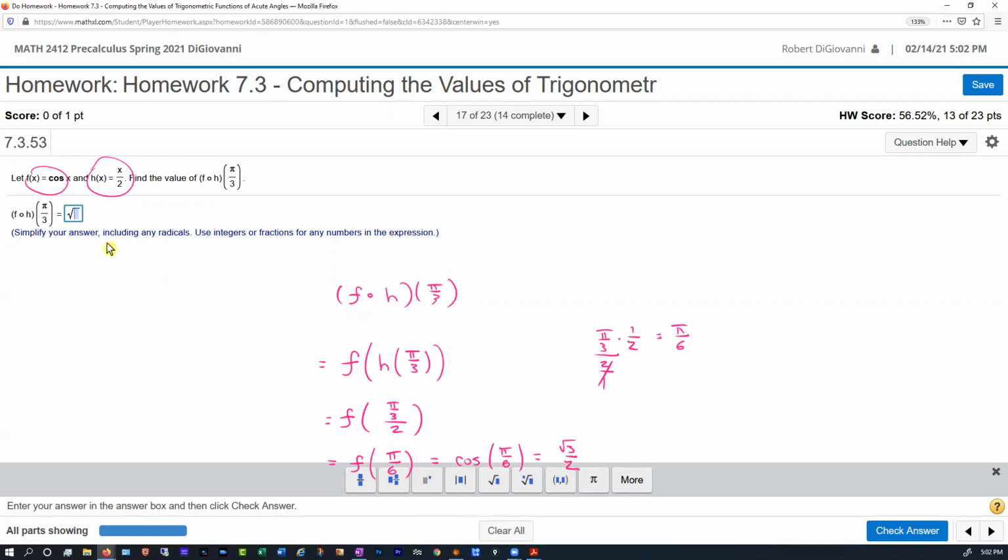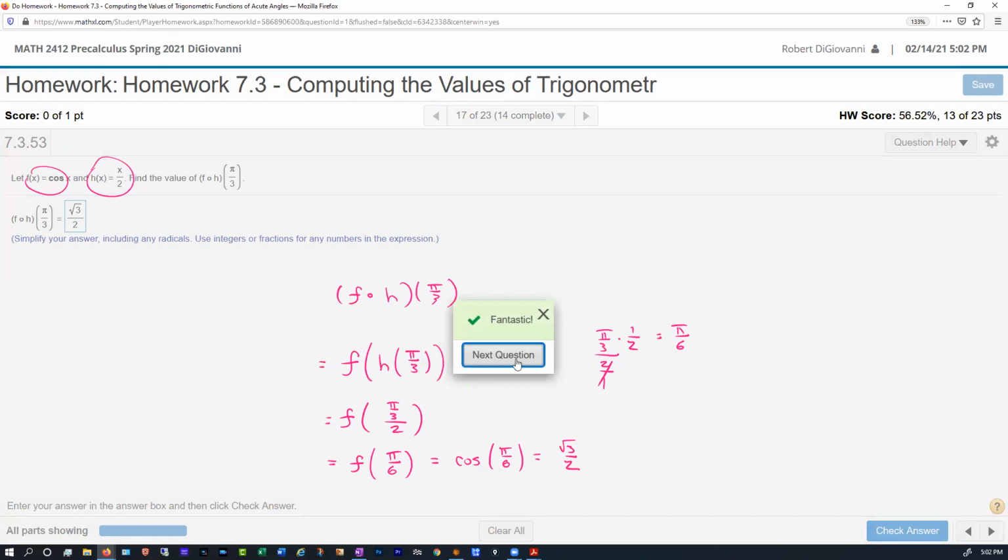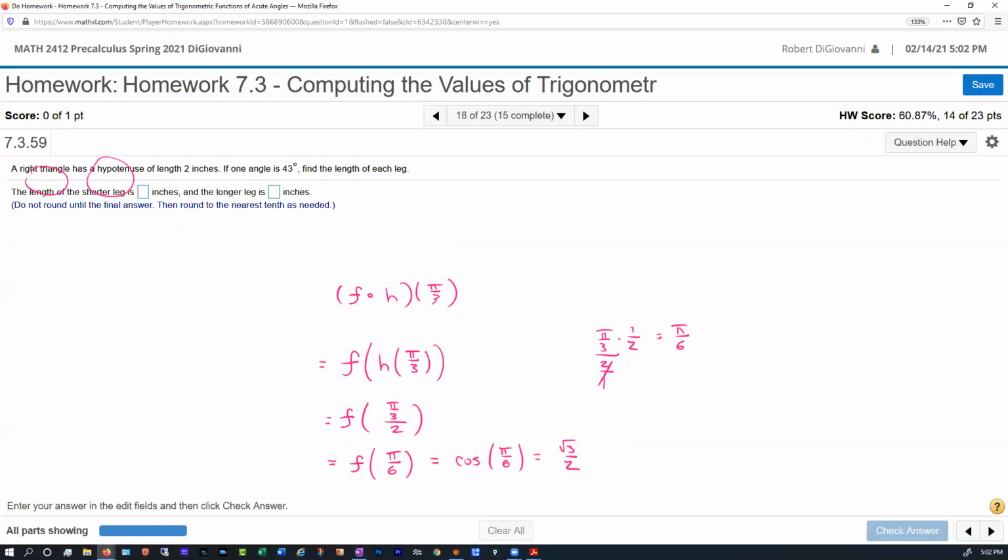Square root of 3 divided by 2. All right, I'm going to have to pause the video. You're not going to know that, but give me just a second.